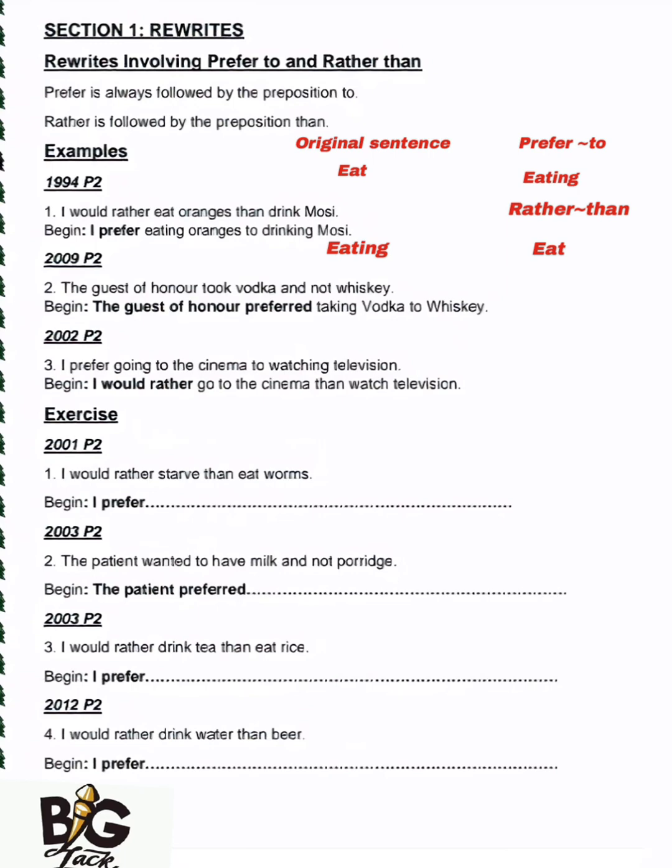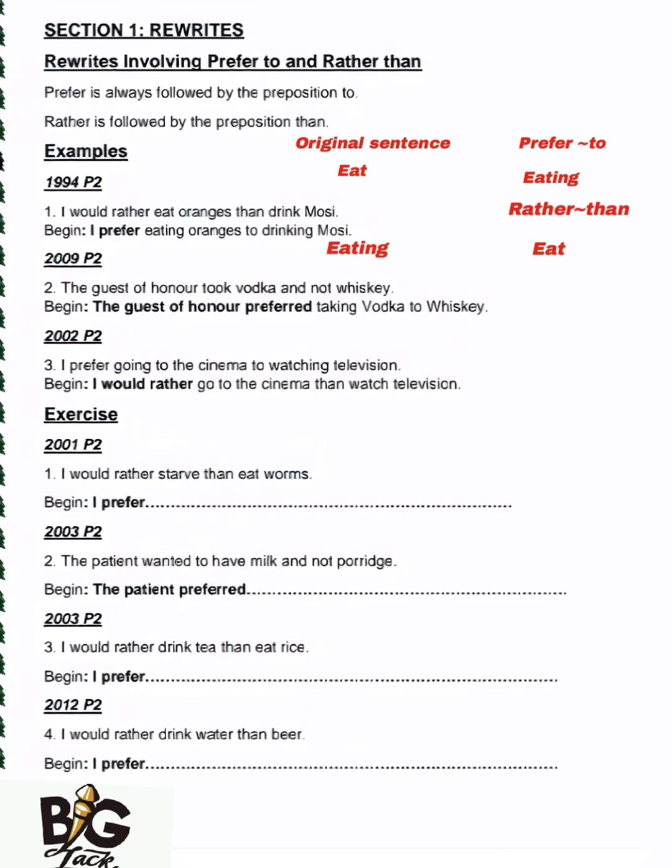Okay, they have omitted what? And not. So in the place of "and not," they have put what? "To." Which means when you see "and not," you are not supposed to include it in your sentence. Then the next one is question 3, which came in 2002 paper 2.